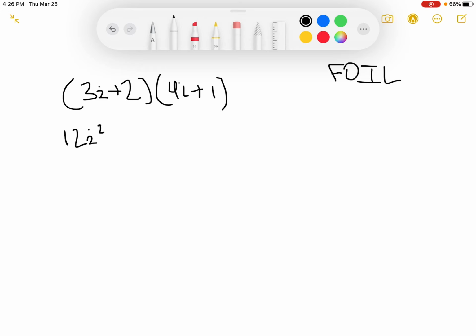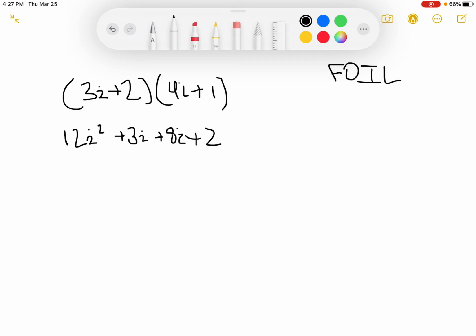Then we have outer. Outer is the 3i and the 1, because they're in the outer areas of the parentheses. So 3i times 1, anything times 1 is itself, so 3i. Then I is inner. That would be these, and that turns out to be 8i. Sorry, I forgot about the i. Last is 2 and 1. 2 times 1 is just 2.